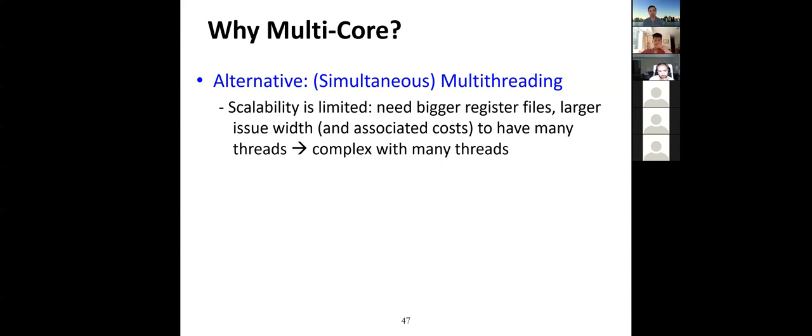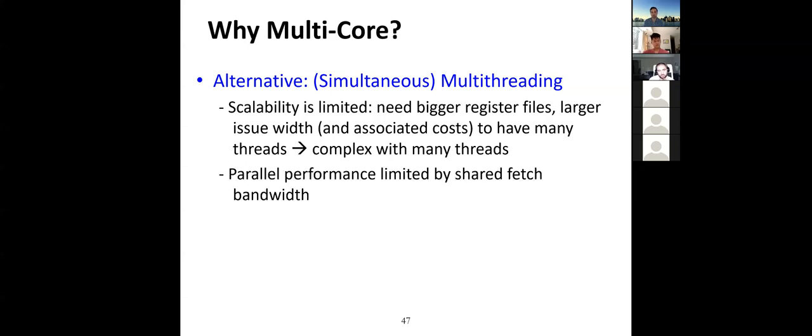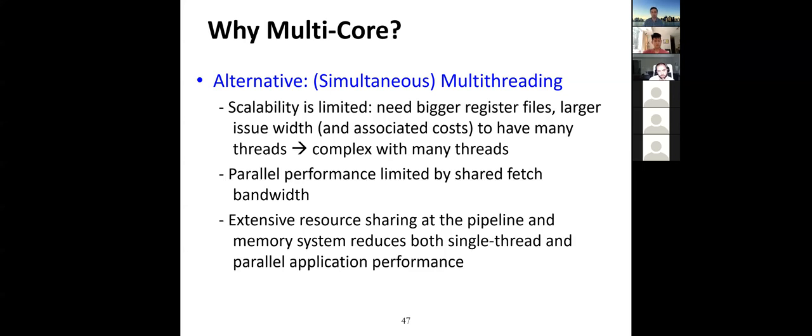But with simultaneous multi-threading, we started with 2 threads. It took another few years to go from hyperthreading to SMT2 to SMT4, right? So it's not an ultimate solution. This is a nice, cute trick, but it doesn't scale and becomes very complex with many threads. Parallel performance is limited by shared fetch bandwidth. Extensive resource sharing at the pipeline and memory system reduces both single thread and parallel application performance. So those are the key downsides.